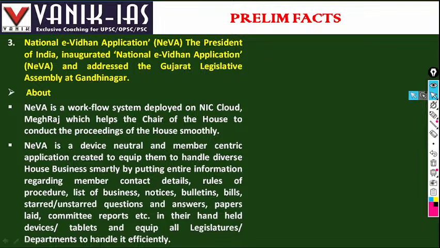e-Vidhan is a device-neutral and member-centric application created to equip members to handle diverse House business smartly by putting entire information regarding member contact details, rules of procedure, list of business, notices, bulletins, bills, questions and answers, papers laid, committee reports, etc. in their handheld devices and tablets, and to equip all legislature departments to handle it effectively.